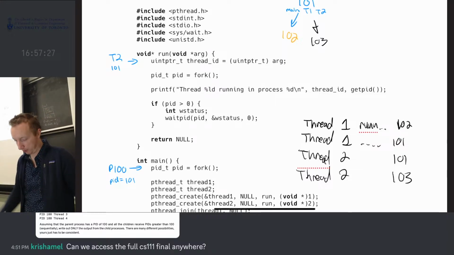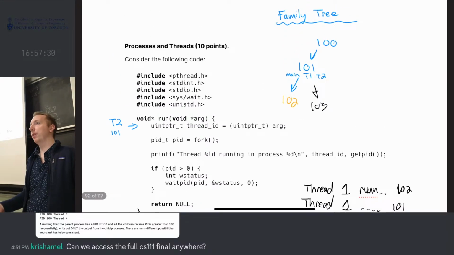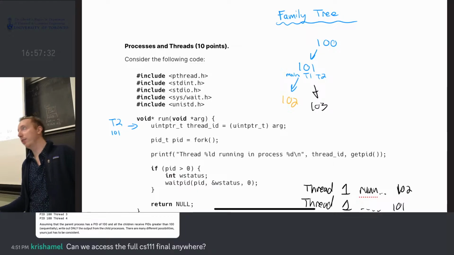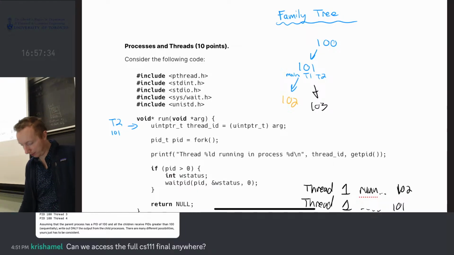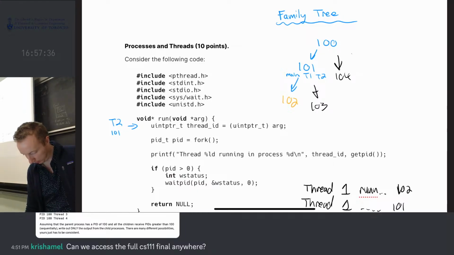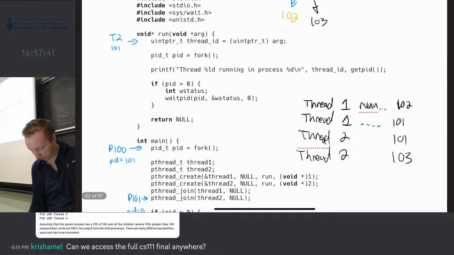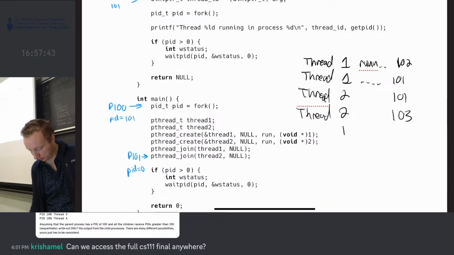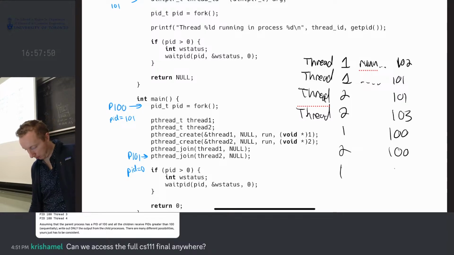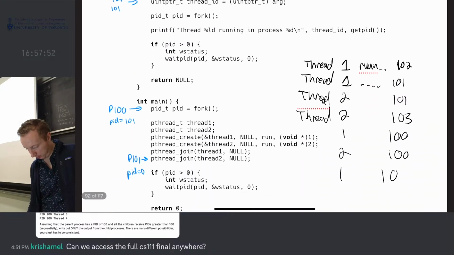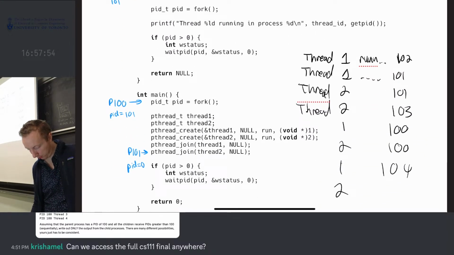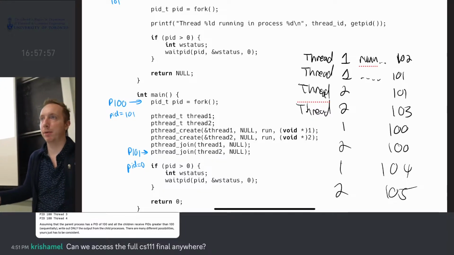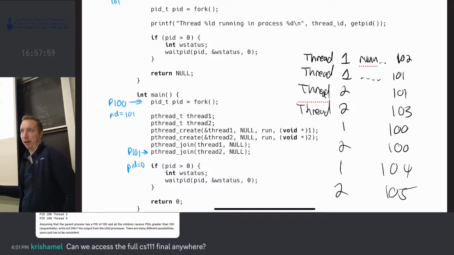This entire thing is going to happen again for process 100. So process 100 is going to make 2 threads, and then each of those threads is going to make a process, and it probably looks something like this. And then we would get the same thing. So thread 1 would print from process 100, thread 2 would print from process 100, and then thread 1 would probably print from process 104, and thread 2 from 105. But those numbers just come down to luck at that point.